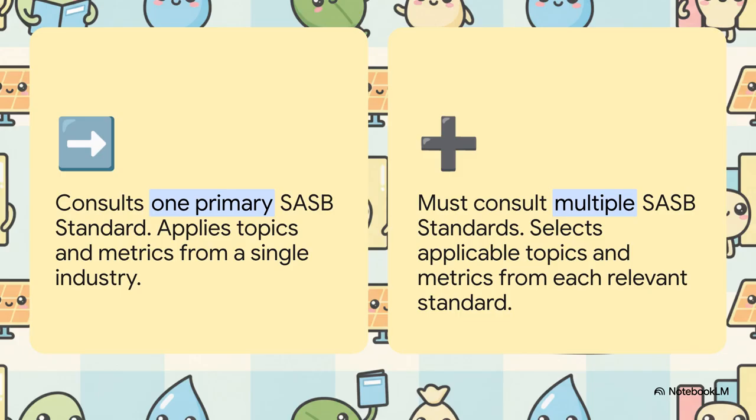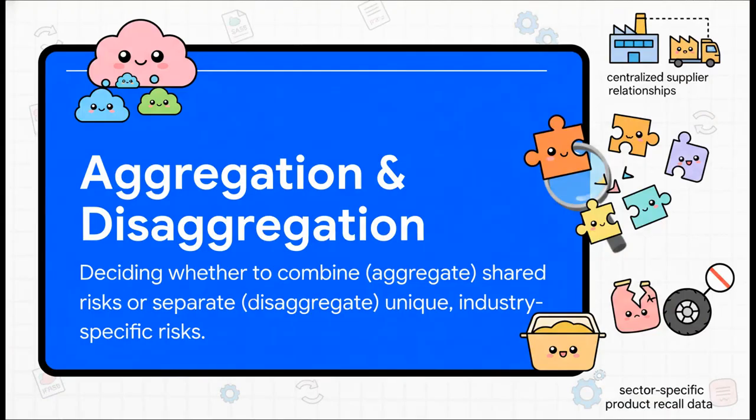But a complex business, let's say a conglomerate with all sorts of different activities, has to consult multiple SASB standards across its different sectors. It then has to pick and choose the relevant topics and metrics from each of those standards. This leads to a really key judgment call: aggregation versus disaggregation. So that conglomerate might manage all of its supplier relationships from a central office, so it would make sense to aggregate that information. But something like product recall data is very specific to each sector, so it would disaggregate that information to give a clearer picture. The whole goal here is to avoid hiding or obscuring material information in a big jumble of data.